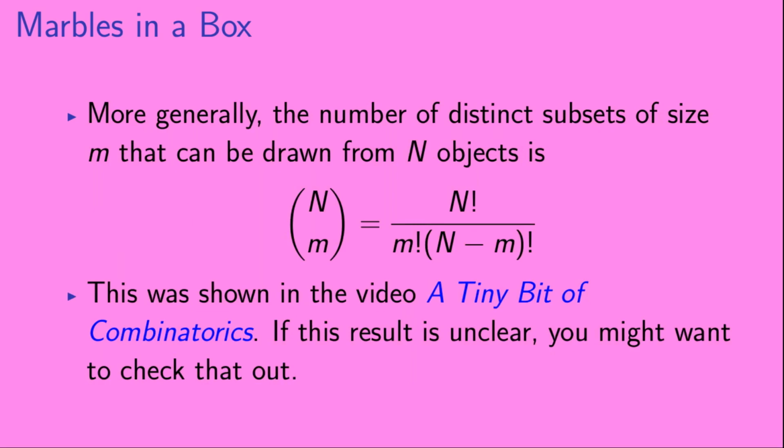Now, more generally, the number of distinct subsets of size m that can be drawn from n objects is n choose m. That's n factorial over m factorial times n minus m factorial. So this was shown in the video, A Tiny Bit of Combinatorics. If this result is unclear, you might want to check that out.